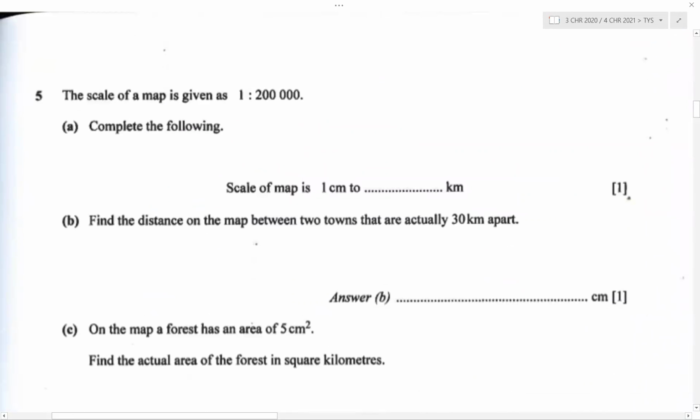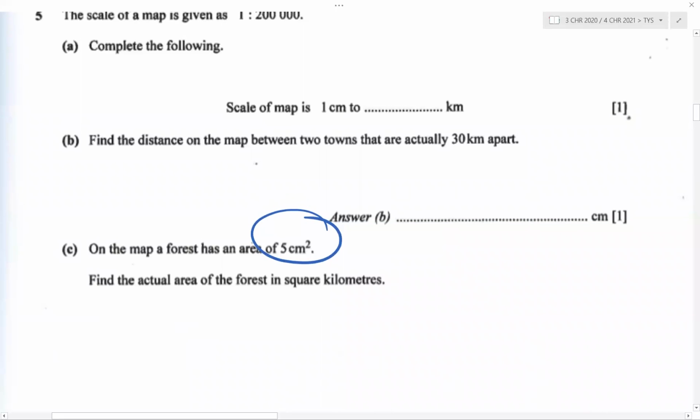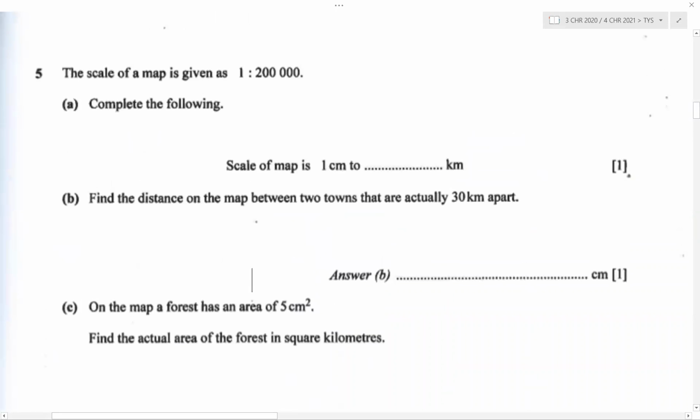Okay, on scale of a map, this one you can do is just ratio. Focus on part C. Part C says that on the map, the forest has an area of 5 square centimeters. And this is the scale. In order to do part C, part A is going to be very useful. Okay, so let me just do part A first. 1 cm to 200,000 cm.